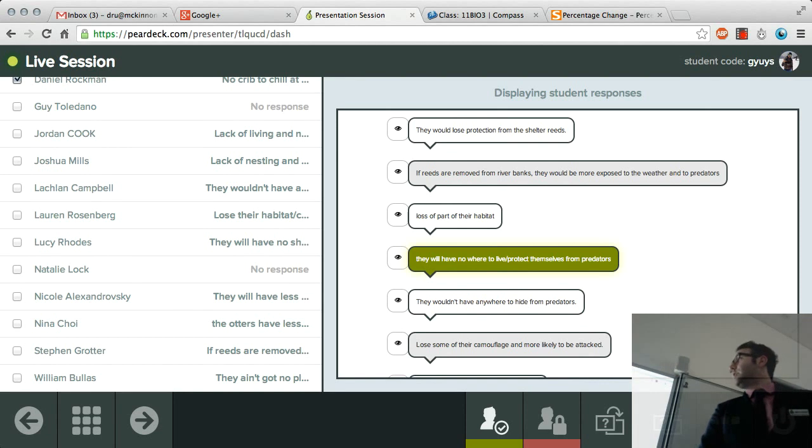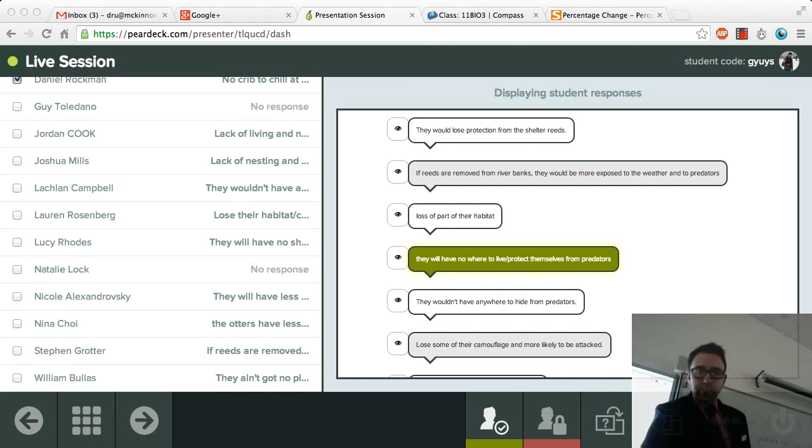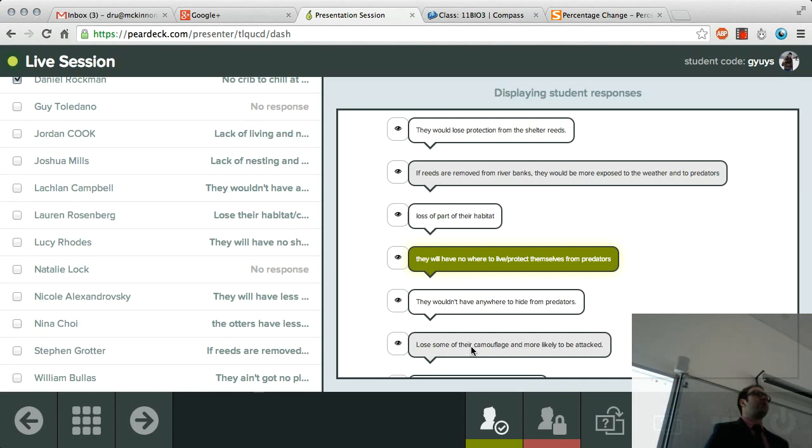Alright, that's an interesting one. Let's have a look at that one. Loss of their camouflage and likely to be attacked. Does it tell you anywhere in the question that they use the reeds for camouflage? You cannot assume. If it does not tell you that explicitly, please do not assume. You should never assume. Why should you never assume? Because it makes an ass out of you and me.